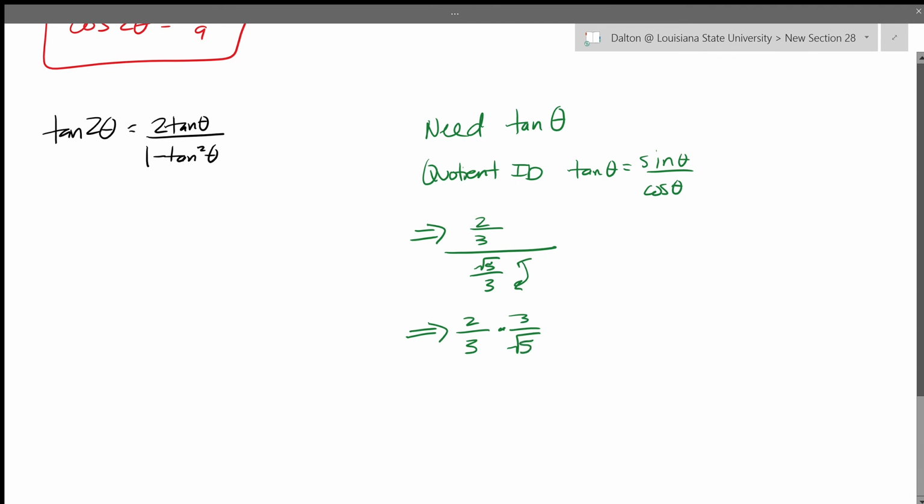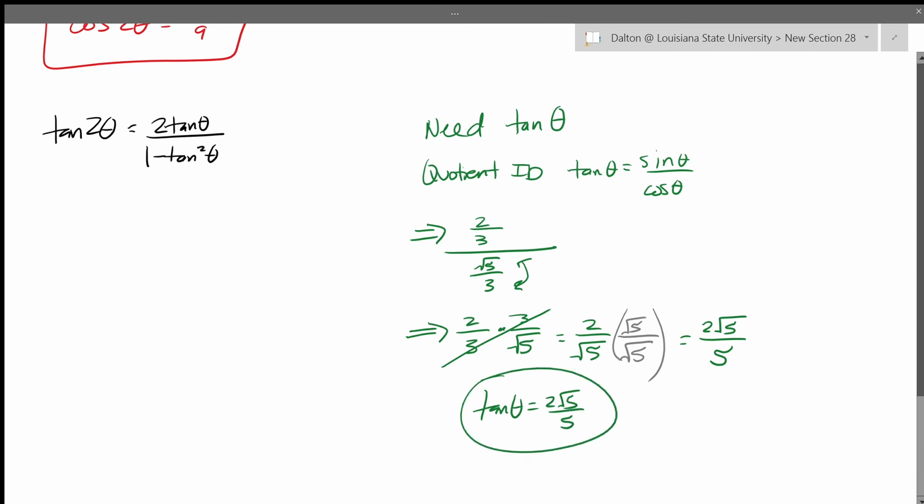Okay, when we multiply fractions, we're going to multiply straight across. Now, you also can realize here, since these are being multiplied, I've got 3 over 3, and that cancels. So that's going to equal 2 over the square root of 5, but we know that that's not rationalized, so we're going to multiply it by square root of 5 over square root of 5. And then again, when we multiply straight across, we've got 2 square roots of 5 over 5. So we're going to hang on to that. We know that the tangent of theta now is 2 square root of 5 over 5.